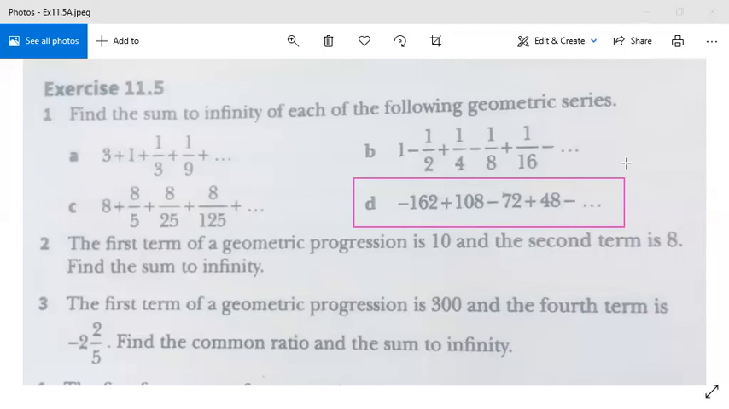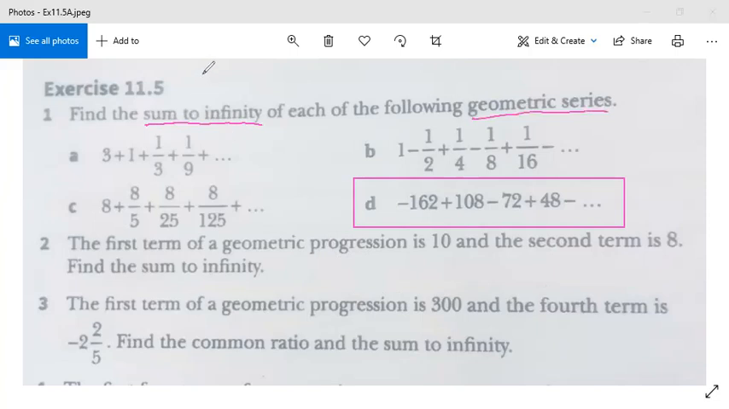We have been dealing with that in the previous exercise, which was 11.4. Now in 11.5, we will be dealing with the GP or geometric series which are never ending. Whenever there is no last term, the geometric series will be called an infinite series. So here the task is to find the sum to infinity of the given geometric series.